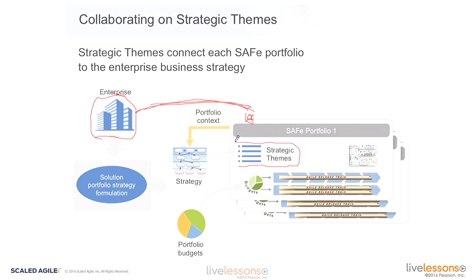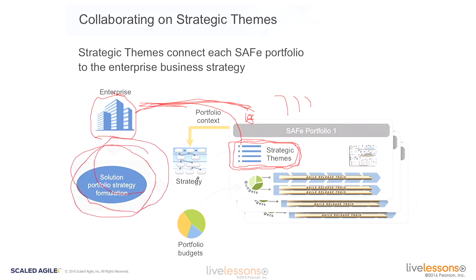Well, that connection for us is this simple kind of bulleted notion of a set of strategic themes. These are differentiators. These are the things that mean that this portfolio this year is going to help us accomplish some significant changes that we want to accomplish at the enterprise level. And what process is that? Well, of course, that depends upon your enterprise, but we certainly hope that the portfolio stakeholders are involved, as are those who define the overall enterprise strategy.